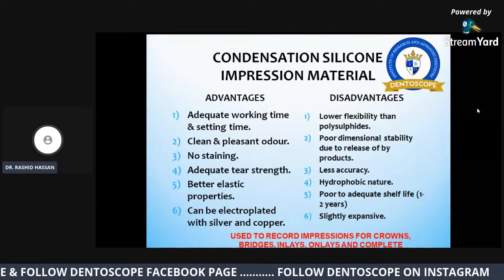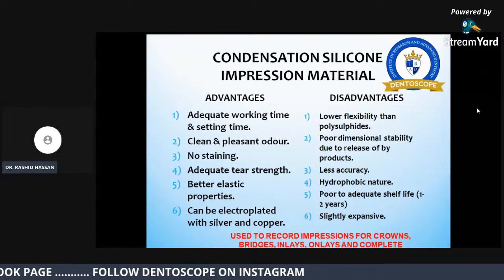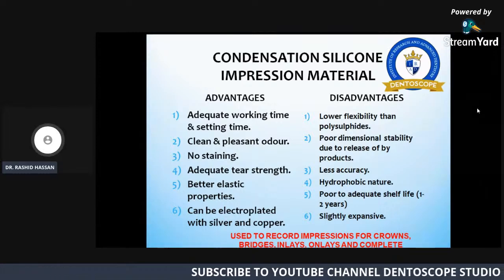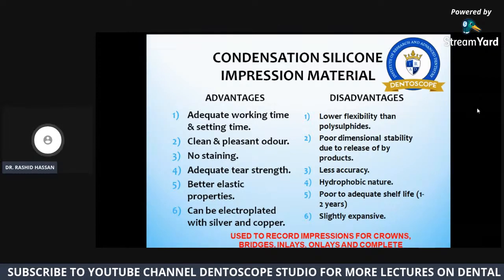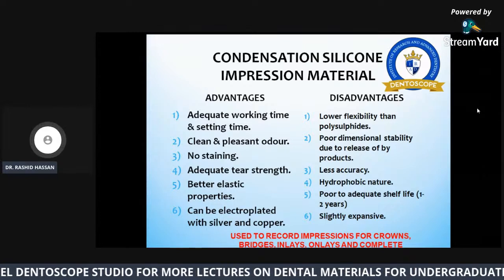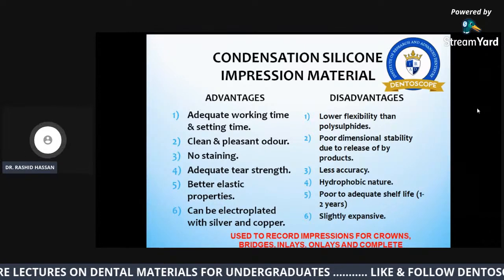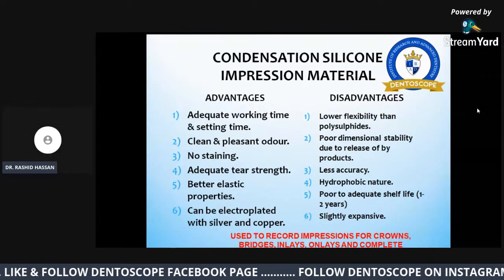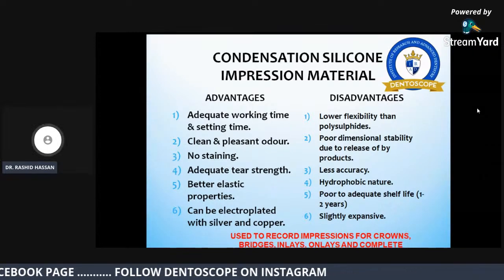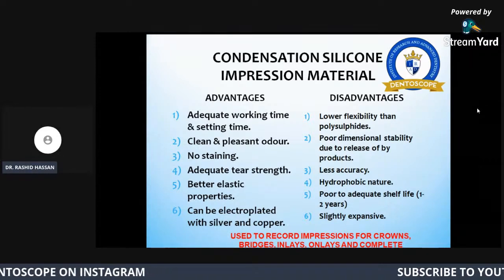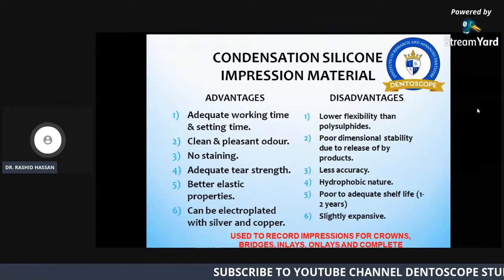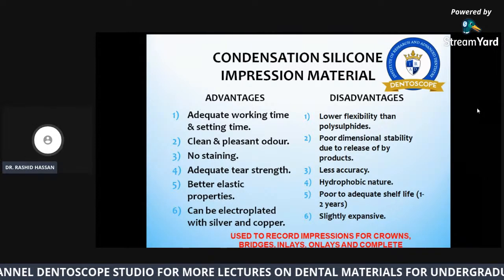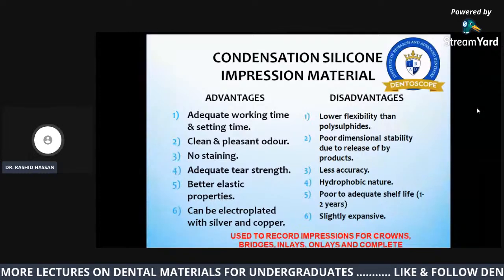It can easily reproduce the undercut areas. So tear strength is very important because of the path of removal of the impression material. Because if you are going to remove it and it does not have a good tear resistance, it's going to fracture. It's going to break. So better elastic properties than the polysulfides, that's good enough. And this also can be electroplated with silver and copper. I'm going to talk about the electroplating in the coming slides, so you get the idea very clearly about it.